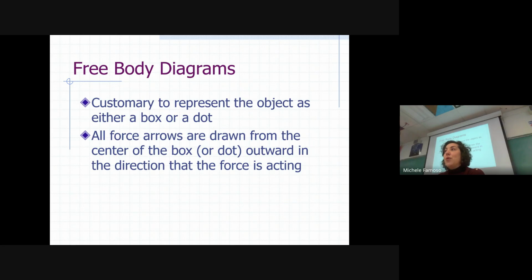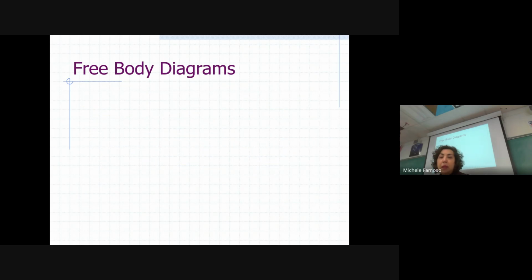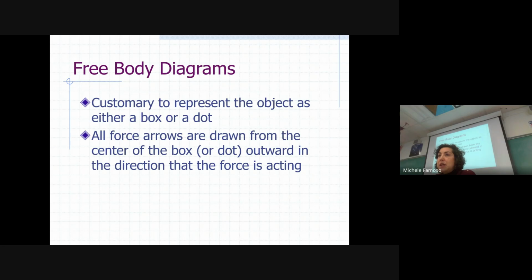Now, they're always drawn going out. We never draw them going in. We just don't. Okay, so if it's a push and it's being pushed in, you're actually going to draw that push as a pull on the other side of it. You'll see what I mean by that in a minute. Okay, but all the arrows have to come out of the center of the dot. And if we're doing it to scale, I would measure from the dot to the tip of the arrowhead for its length.